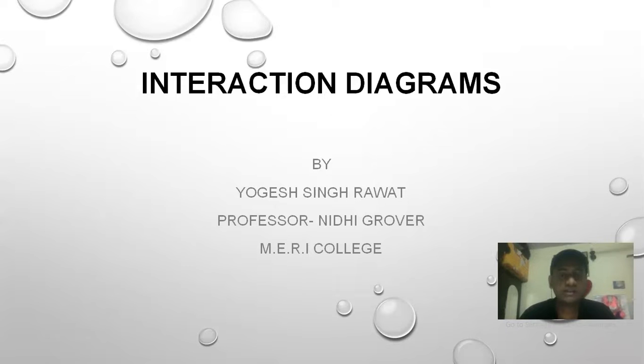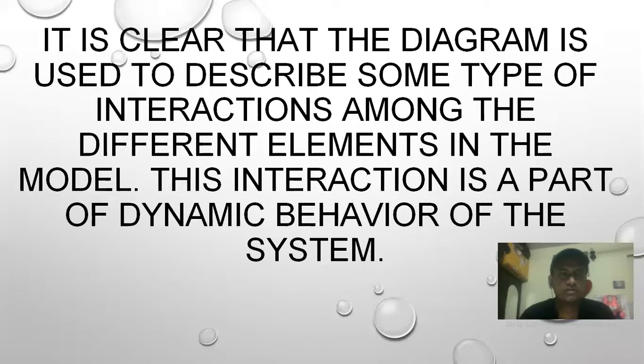I am going to explain about interaction diagram here. So in the interaction diagram, it is clear that the diagram is used to describe some types of interaction among the different elements in the model. This interaction is a part of dynamic behavior of the system.